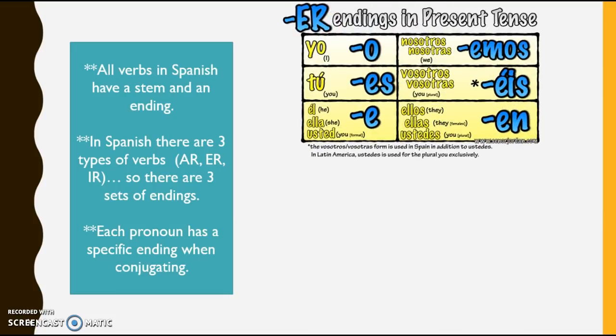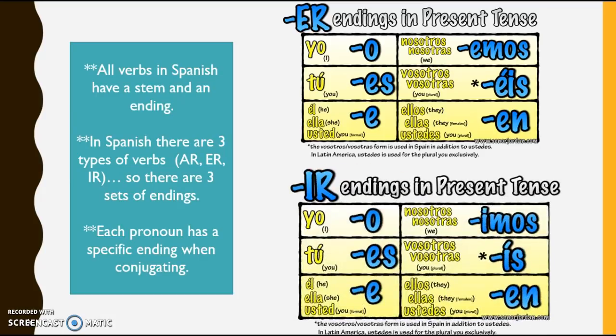So here are the endings for ER: O, S, E, emos, és, en. Remember that vosotros has an accent on the E. And then here are the IR endings. You will see that they are very similar. We have O, S, E, imos, ís, and en. So the only difference for these two is nosotros and vosotros. So we get e's on the ones for ER and i's on the ones for IR.